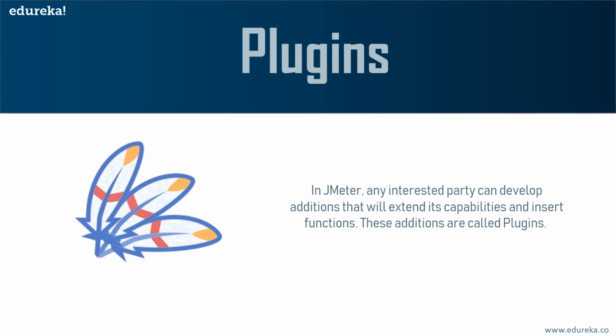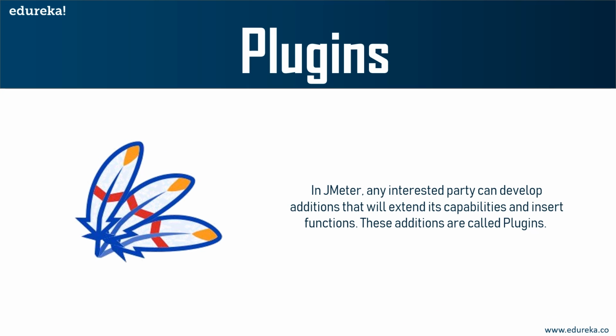Now Apache JMeter is a powerful tool for load testing. By default, JMeter has many features, but one of the best things about JMeter is that it is open source software. So any interested party can develop additions that will extend its capabilities and insert functions. Now these additions are called plugins. Developers have already created a large variety of useful plugins, which is really cool and shows the strength of our JMeter community. So this was all about what JMeter is and what plugins are.